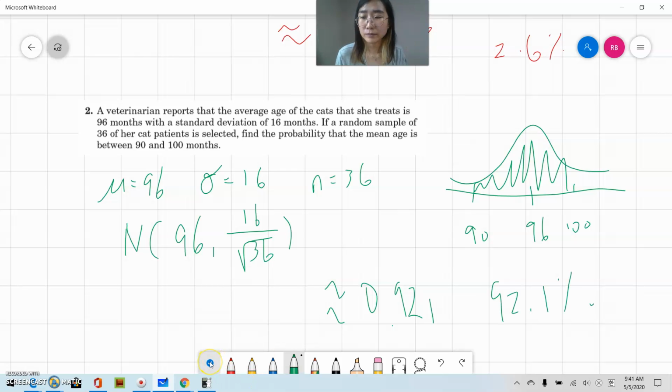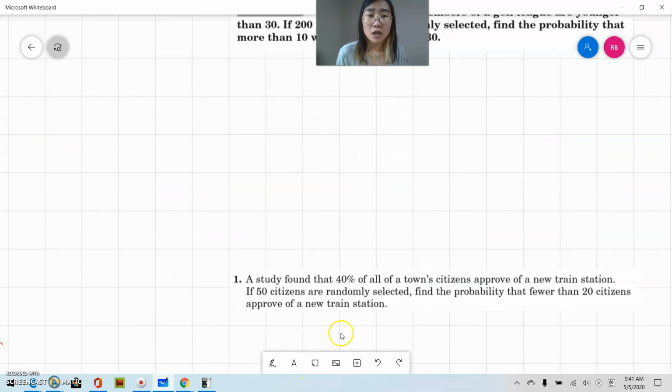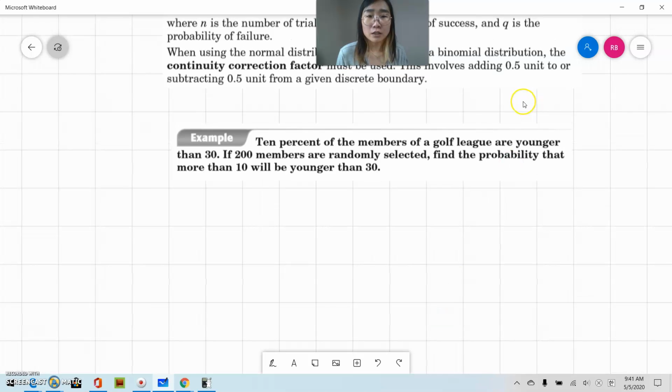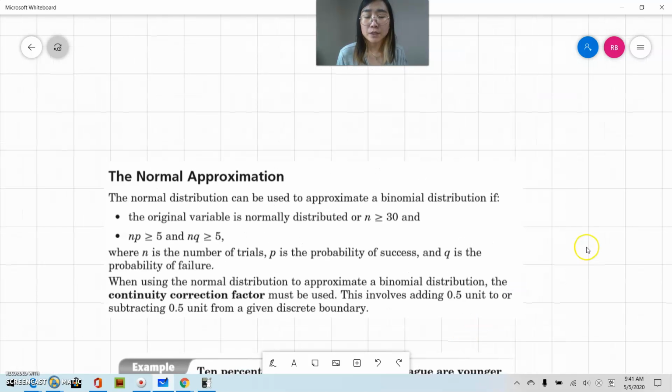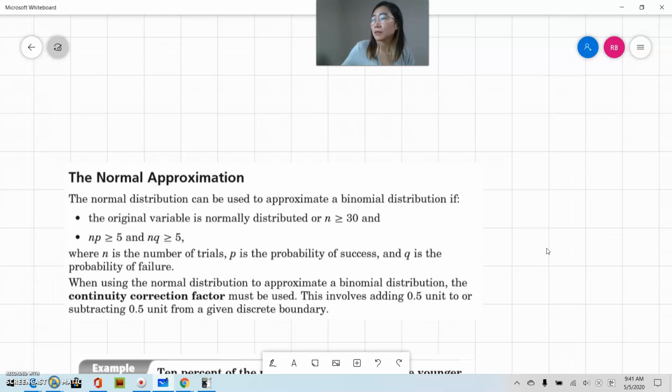Okay, so hopefully nothing is too confusing. Normal approximation is another thing that we are going to learn about today. This one is basically you have a binomial situation, so you have only two outcomes. The probability of success stays the same, independent, and so on.